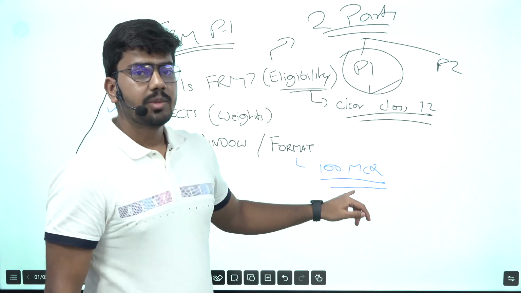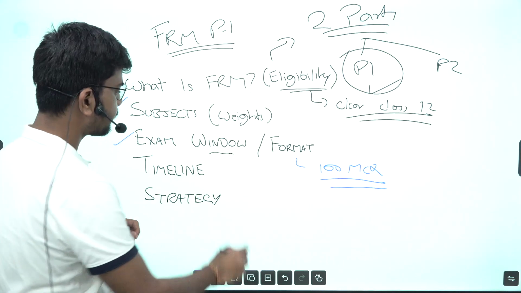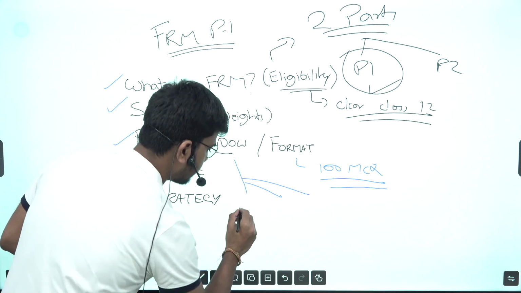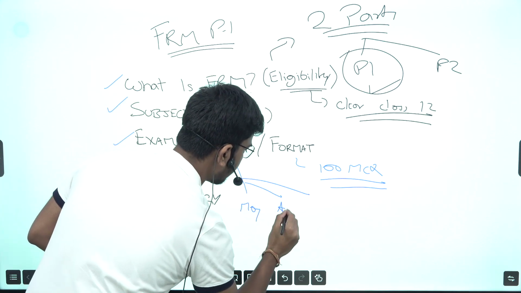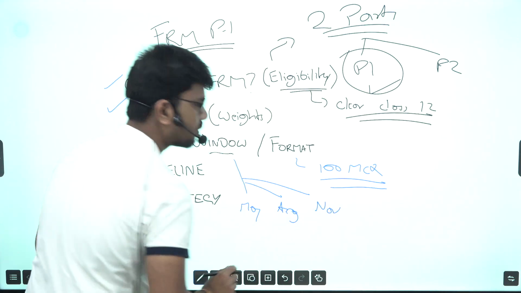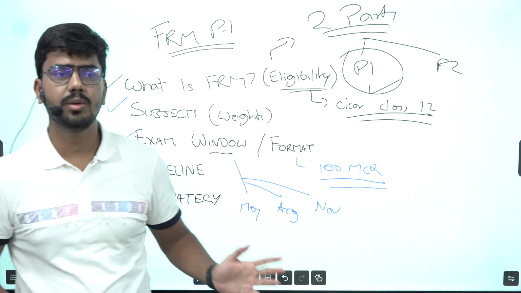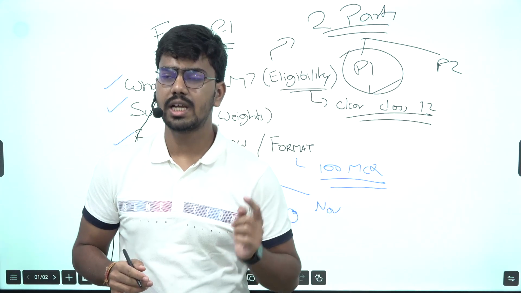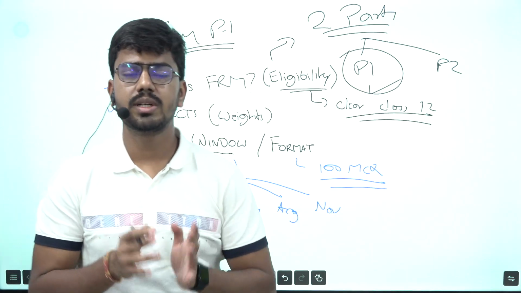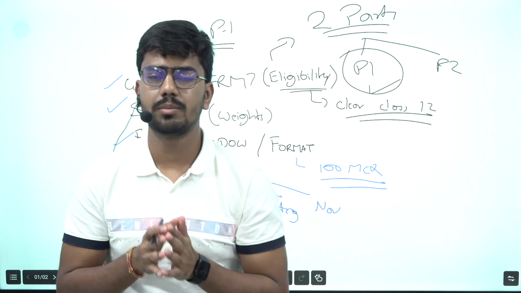So there are 100 multiple choice questions and the exam window. When does the exam occur? It happens yearly 3 times: May, August and November. Okay, so as per 2025, the May attempt is already done when the video will be uploaded. We are left with August and November attempts. August will be very close, so the November attempt is the ideal time to start preparing for FRM part 1.